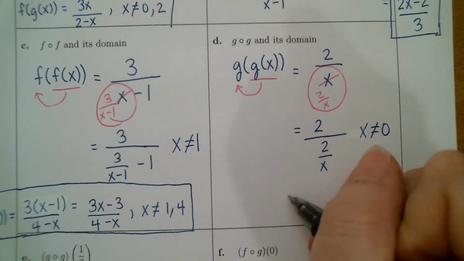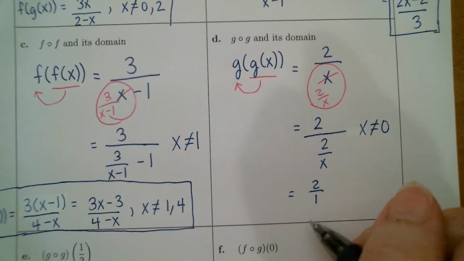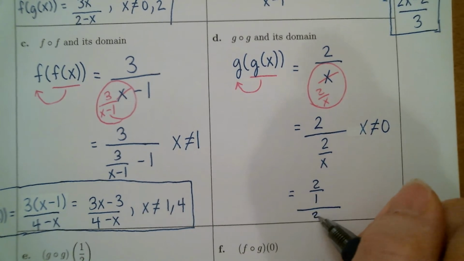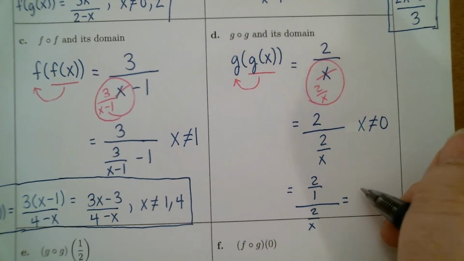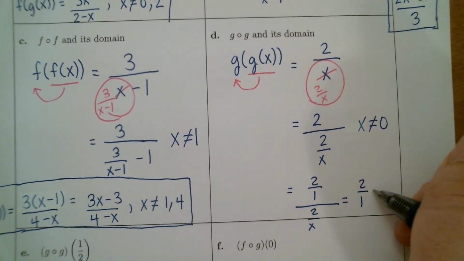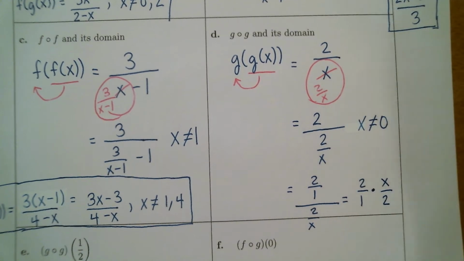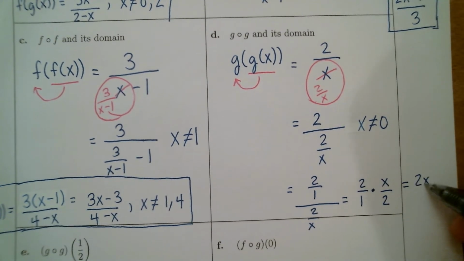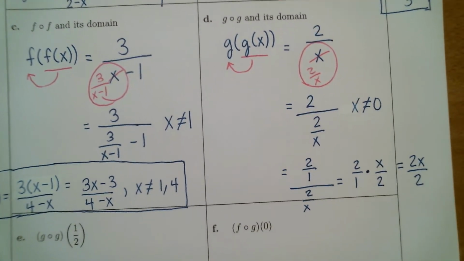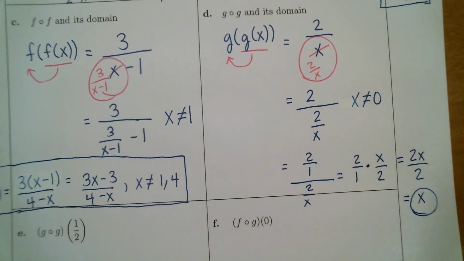So now to simplify, make the top one fraction, 2 over 1, divided by the bottom, which is 2 over X. So now you're just dividing two fractions. Keep the top fraction the same, change to multiplication, flip the bottom fraction. Now you're multiplying fractions, so you go across the top and across the bottom. This is going to be 2x over 2, and then the 2's cancel. So the composite function is just x.